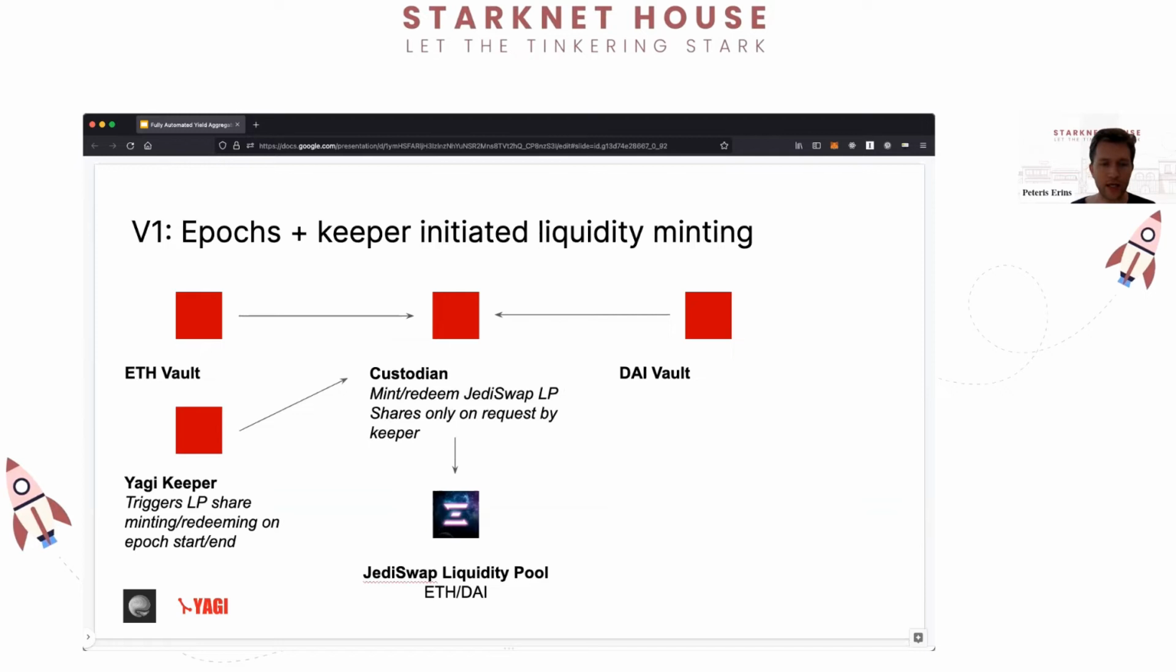We can fix that by saying, well, we're not going to allow users to determine when these shares are minted. We're just going to automate that process, right? So we're going to have the custodian do that, and it will be done at a very regular interval. So we're going to add a keeper. In this case, we can add a Yagi keeper as an example, and the Yagi keeper will just come in every epoch, and we can define some epoch period. Say, a month, and then it will simply trigger the liquidity share purchasing every month on behalf of the vault, right?